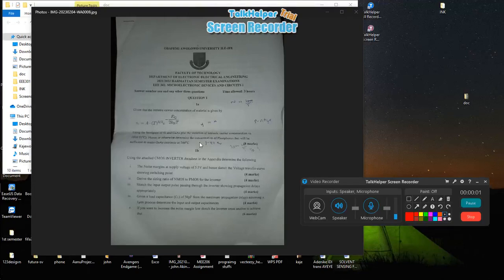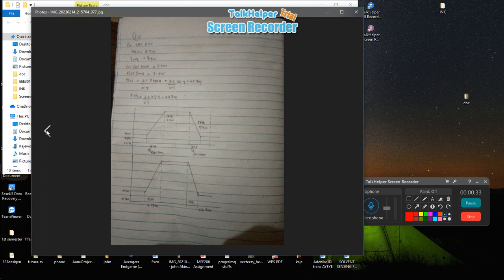Alright, I'll be giving a quick solution to question one of the assignment and of the exam question. It said, given the intrinsic carrier concentration of the material is given by Ni equals A T^(3/2) e^(-Eg/2kBT), we are meant to plot a graph using the band gap of silicon and germanium. So this is the solution to that.